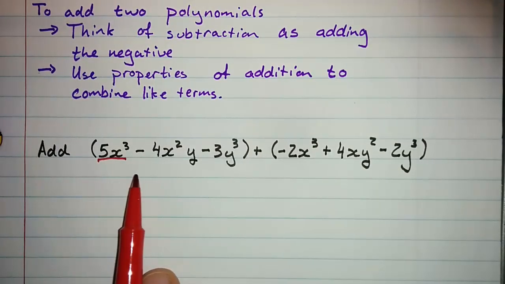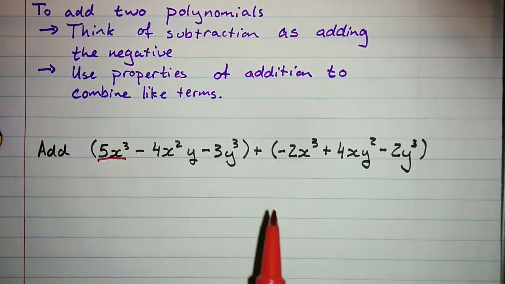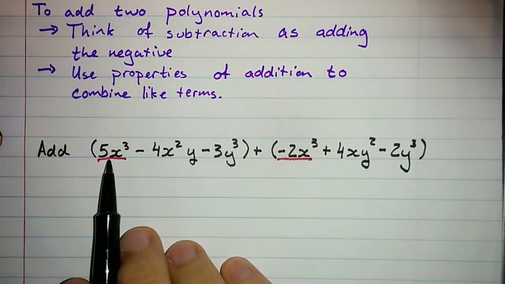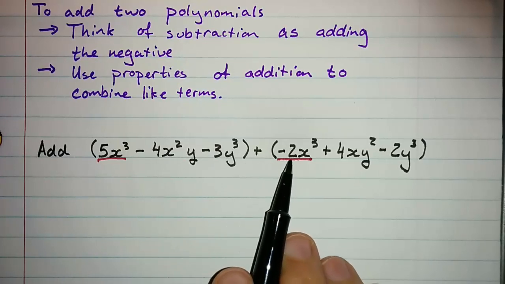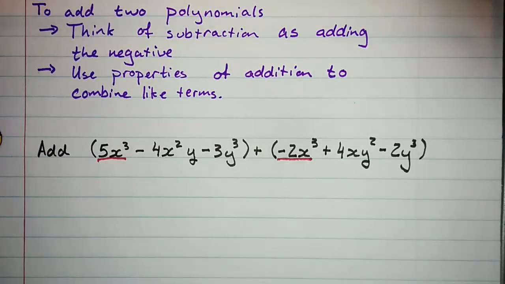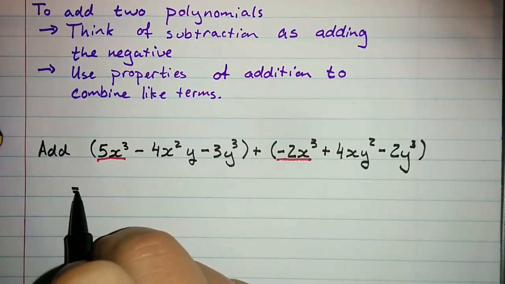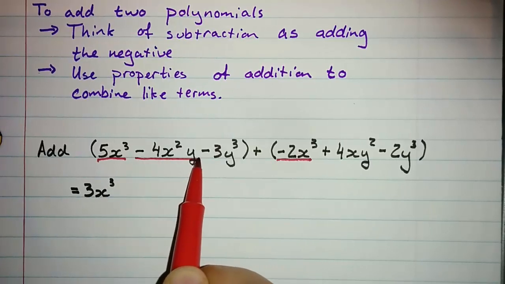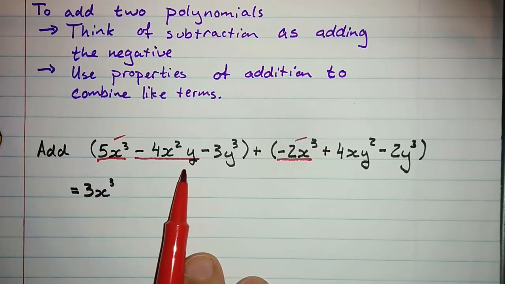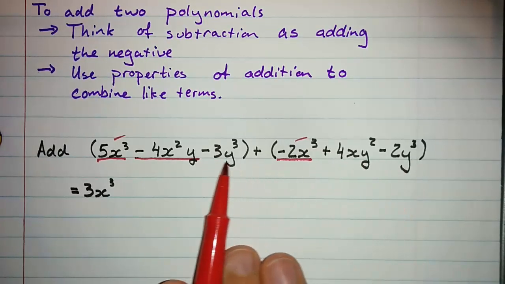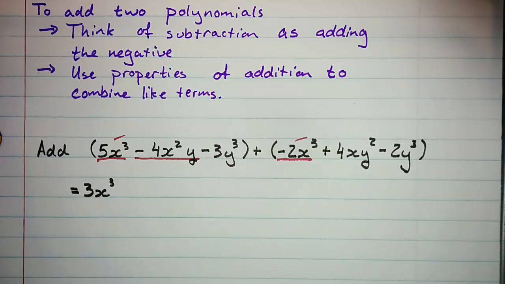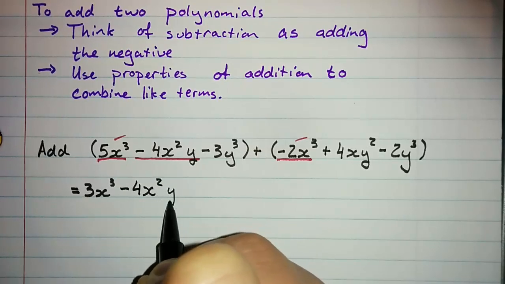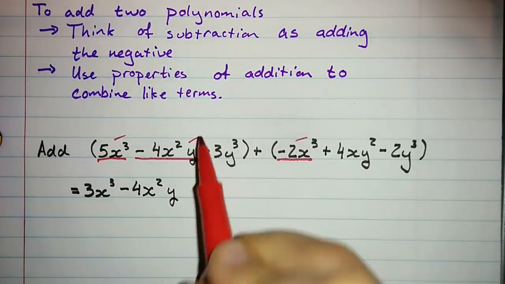Here I see an x cubed. Do I see any other x cubed? Yes, I do. I see another x cubed here. I'll have 5x cubed plus negative 2x cubed. So 5x cubed minus 2x cubed will be 3x cubed. Next I have a negative 4x squared y. Do I see any other x squared y terms? I do not. So there's nothing to combine that with. I'll just have negative 4x squared y in my answer. Now I'm finished with that.